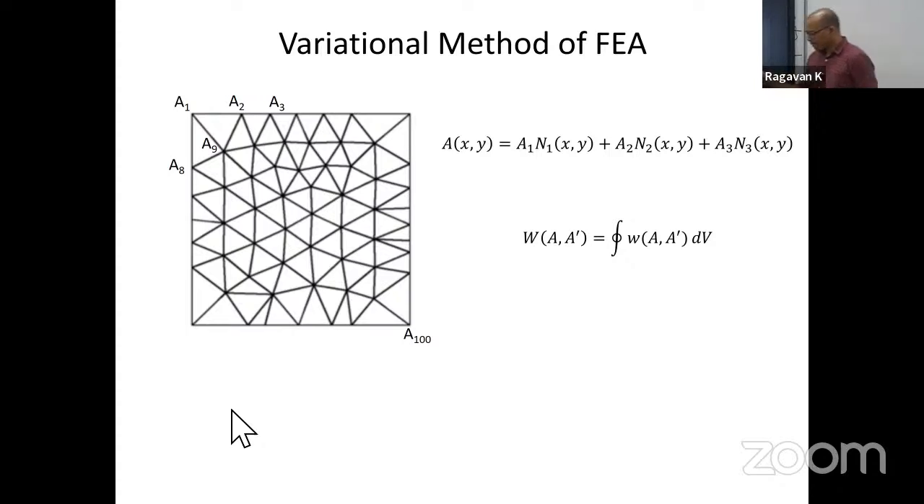So this energy function at A, A', I think I said it, but let me say it again. It's the differential of A. Let's say at each node, or at each point in the problem domain, the small w function of A and A' defines the energy density at that point. Then we integrate over the volume to get the system level energy.